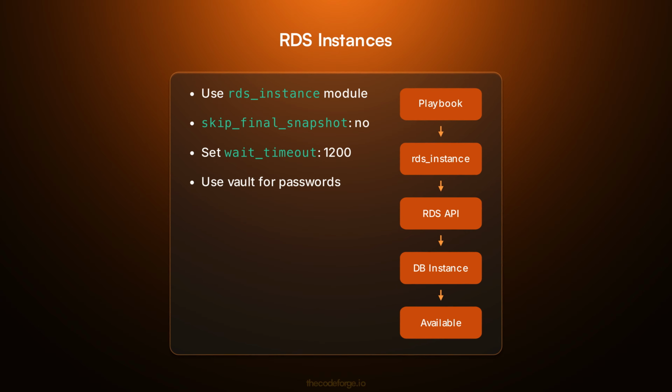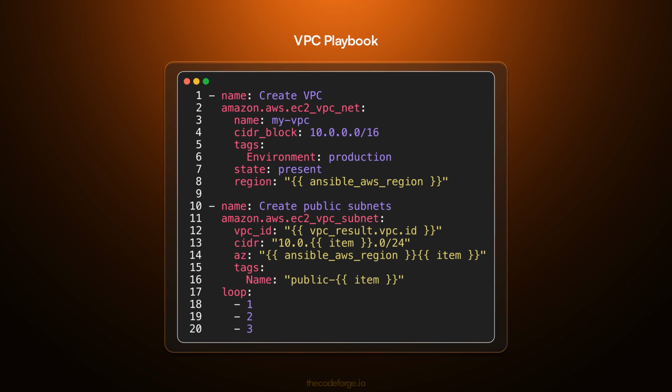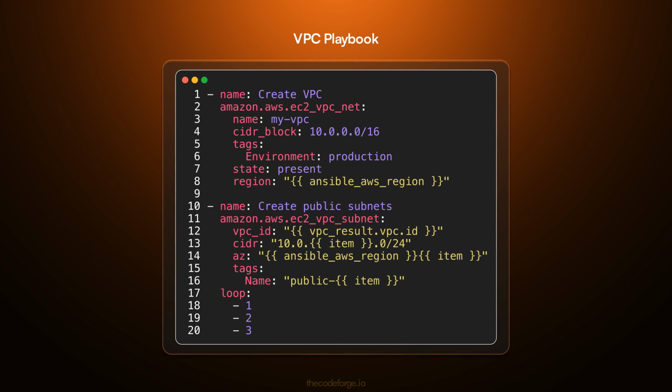Virtual private cloud modules allow you to define network infrastructure. Use VPC ID to avoid ambiguity. Tag all resources for idempotent identification. Create a virtual private cloud and then subnets using a loop. Use the virtual private cloud ID from the previous task.